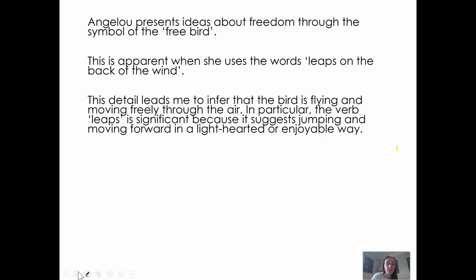Now I need to make some inference. I need to clearly explain how I know this. So I'm going to use this phrase: this detail leads me to infer, as an introduction. This detail leads me to infer that the bird is flying and moving freely through the air. Okay, good. Even better if I can zoom in particular. Can I label a word class in this case? Yes, I can. So in particular, the verb leaps is significant because it suggests jumping and moving forward in a light-hearted or enjoyable way. Can you see how I've used my notes from my annotation task to help me to phrase this?